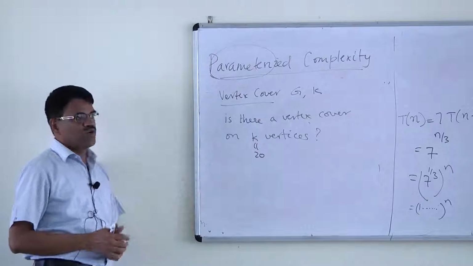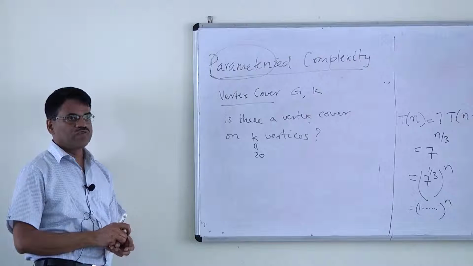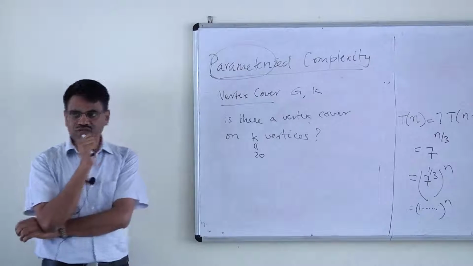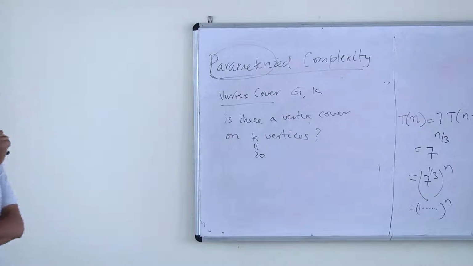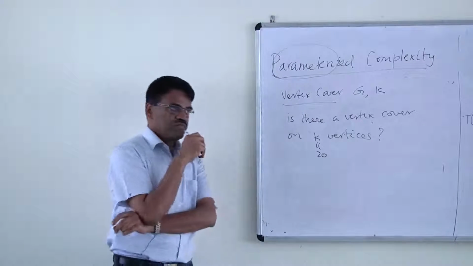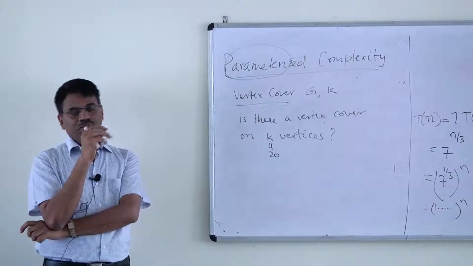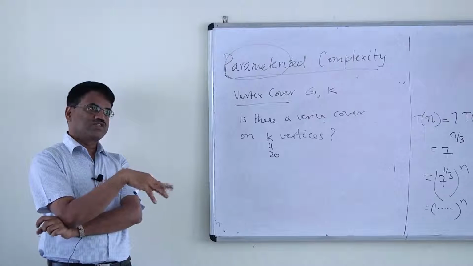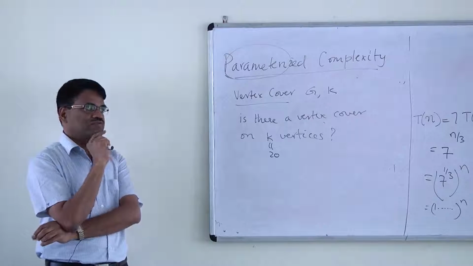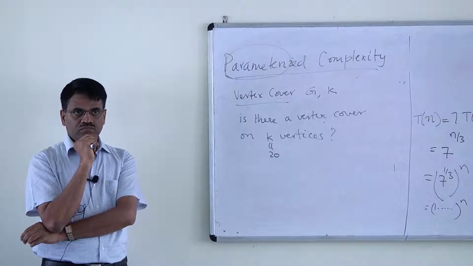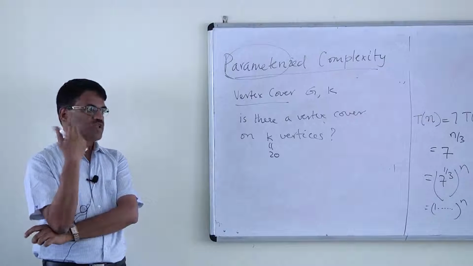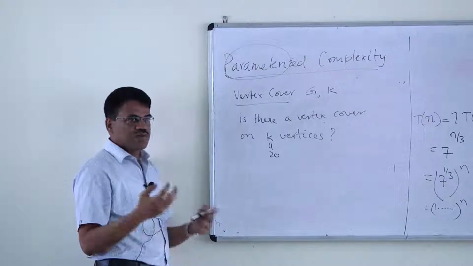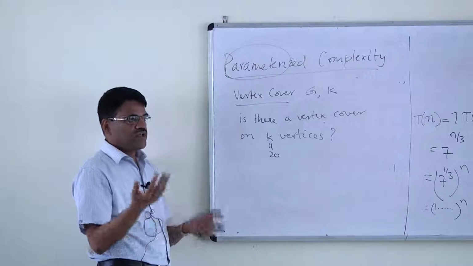If this is the question I want to ask, how much time do you need? How will you solve it? Is there a vertex cover on 20 vertices? Can you give me a brute force algorithm for it? Not minimum vertex cover. Minimum would be nice if it is less than or equal to 20, but that's too much. It need not be the smallest. Smallest may be 5, but give me a vertex cover of size 20. What would be a brute force algorithm? Exactly. Try every subset of 20 vertices and check whether they cover all the edges.